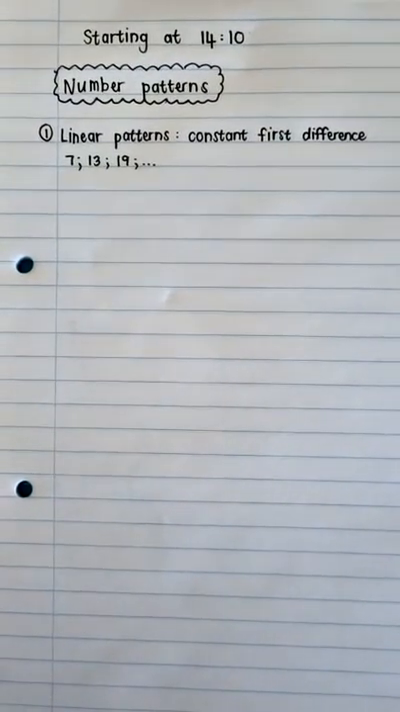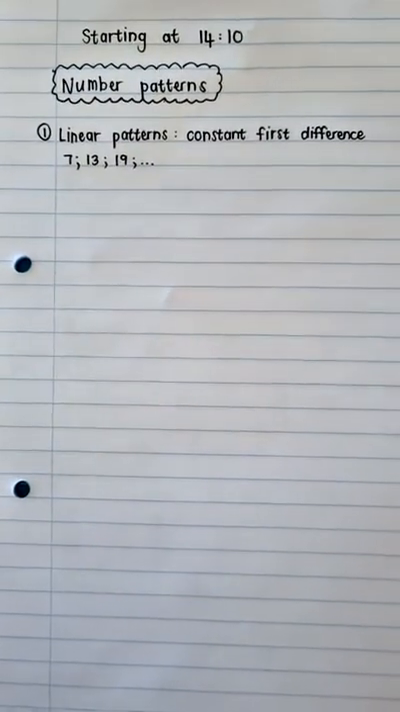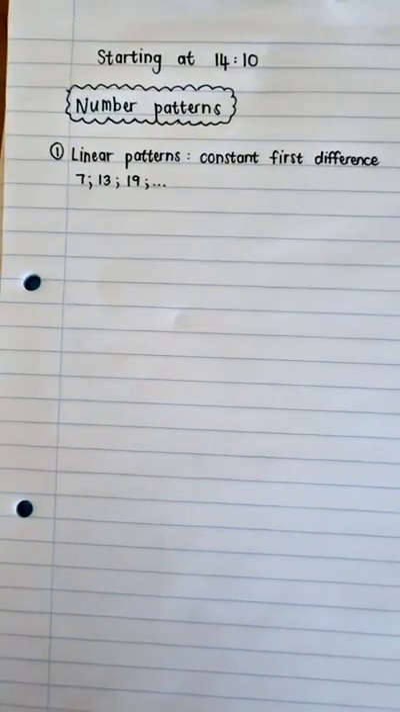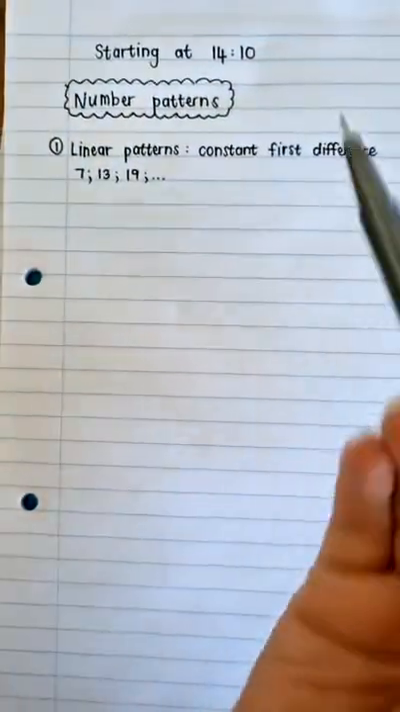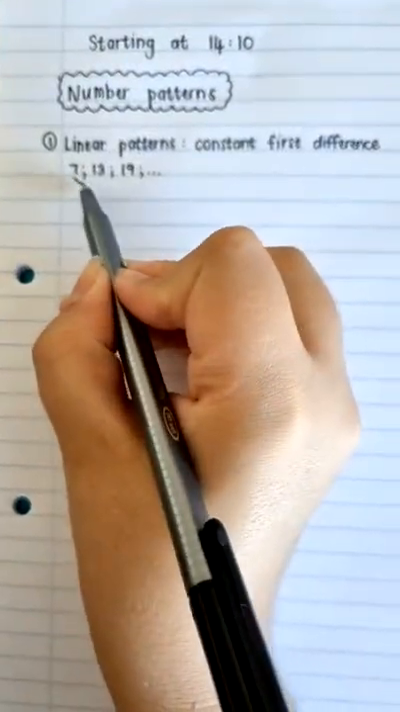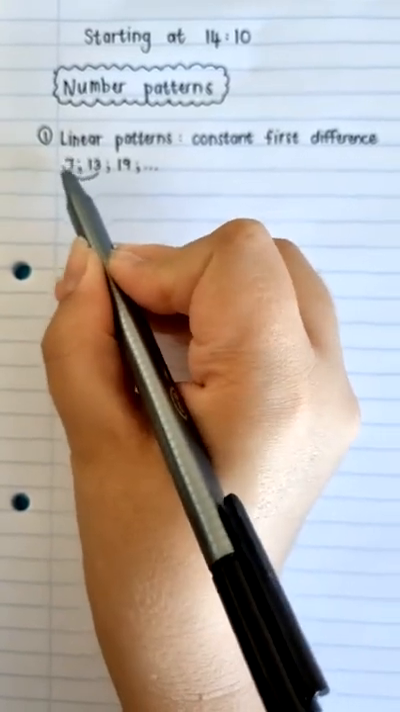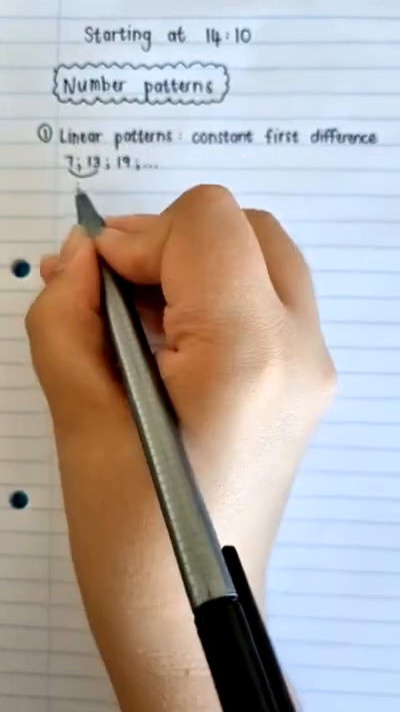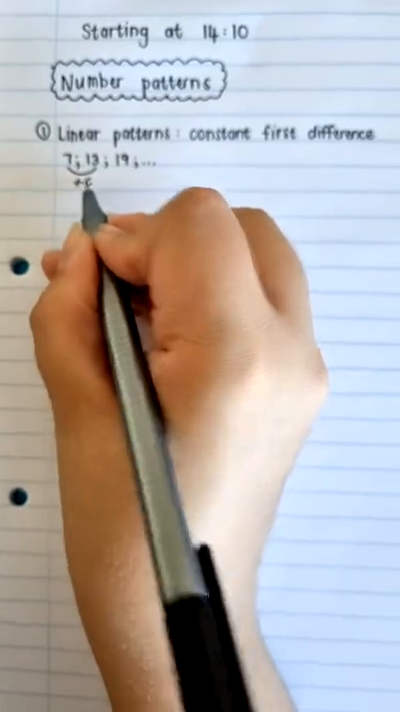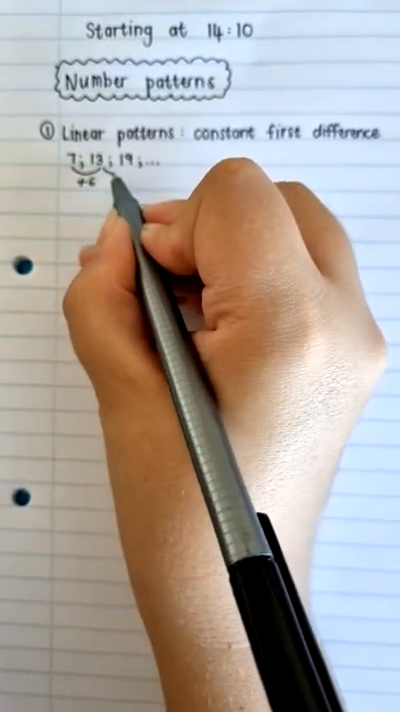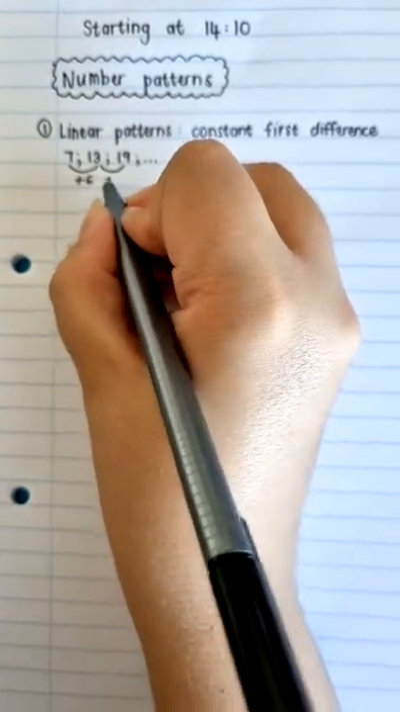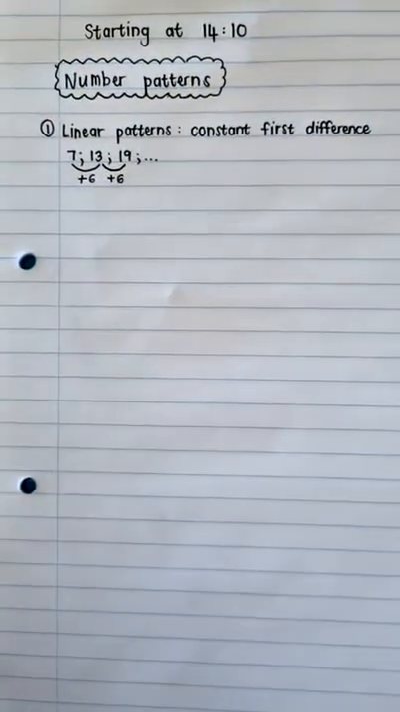right, and you are now asked to find the general term. We'll get to that formula just now, but this is an example of a linear pattern, because if you look from 7 to 13, so from term 1 to term 2, you are adding 6. From 13 to 19, you are also adding 6.